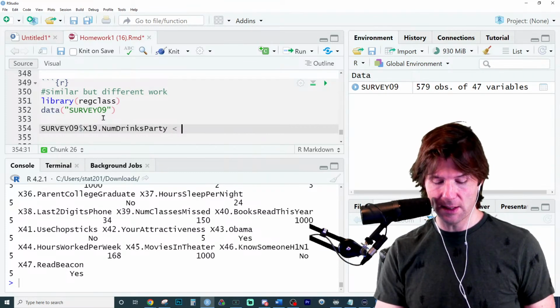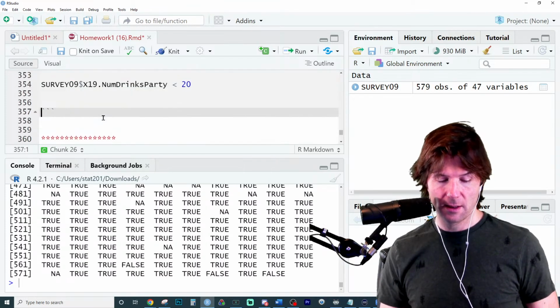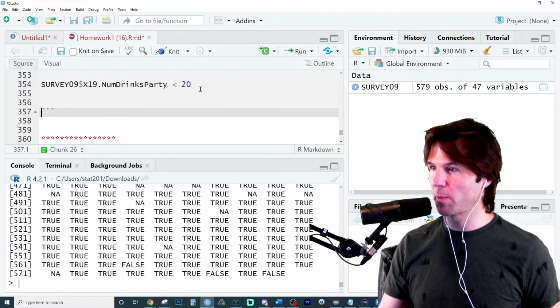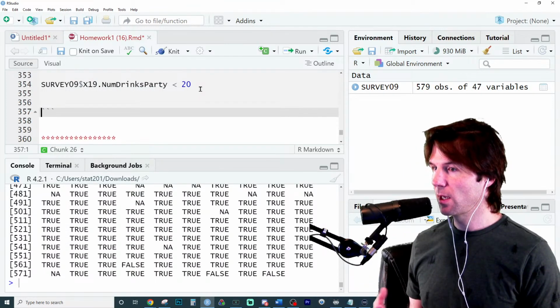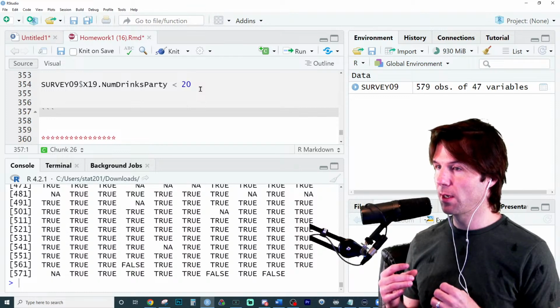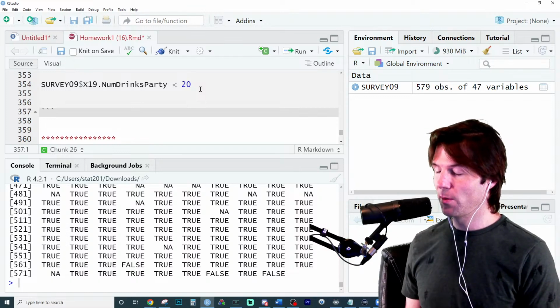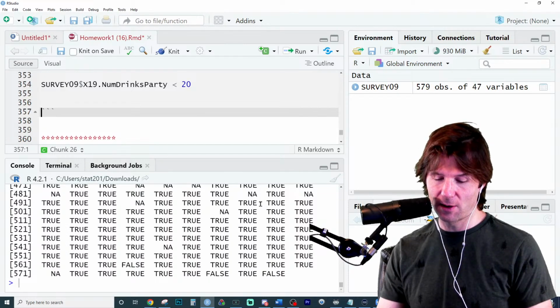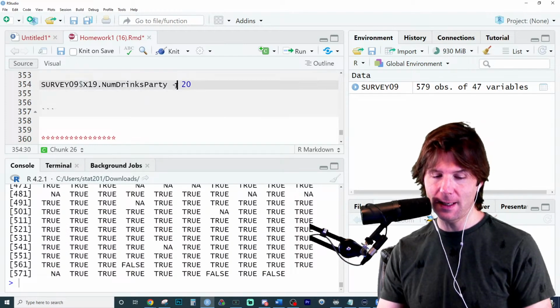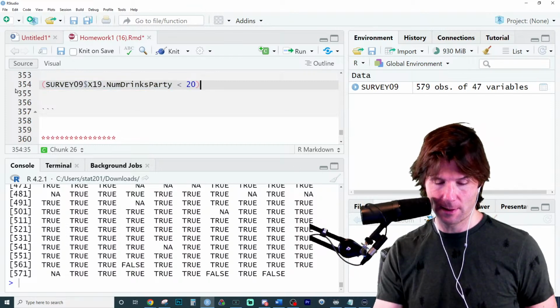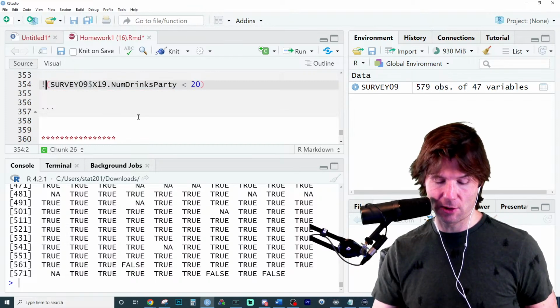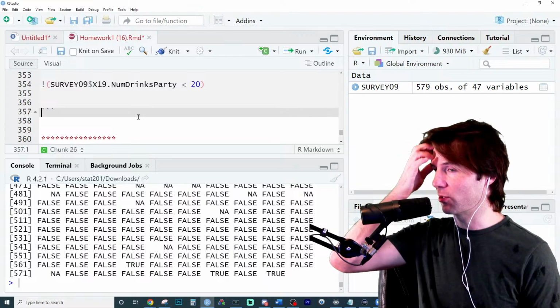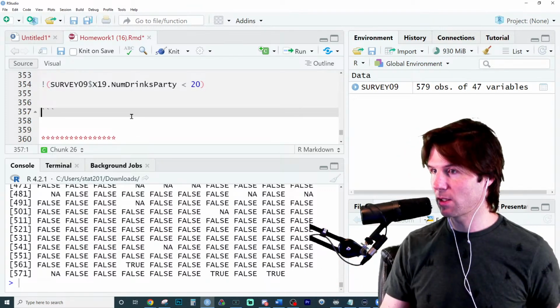So we're going to say less than 20. These people right here are people we want to keep in our data set. We have NAs right there, so we'll not worry about those NAs. We'll just go for, let's say, not less than. Here, let's do this. How many people break this constraint? There you go. There's the ones that break this constraint right here.